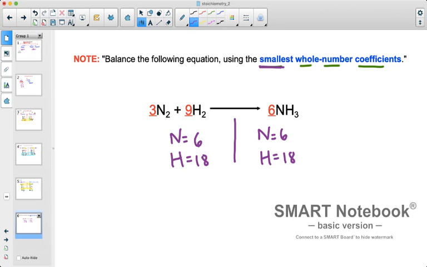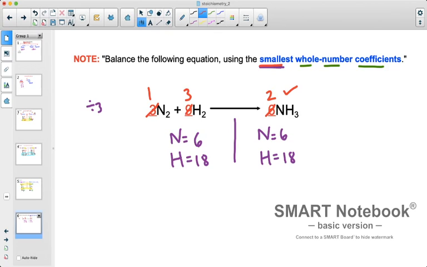So be aware, you might have it balanced, but you still have to reduce it down. Every one of these coefficients has to be reduced down by the same number. So if I divide by 3, which is common to all of these coefficients, this now becomes properly balanced 1, 3, 2. This is the correct answer. Yes, the coefficients of 3, 9, 6 worked, but according to all the questions that I'm going to encounter, I want to have the smallest number.